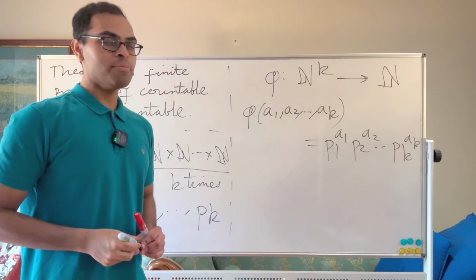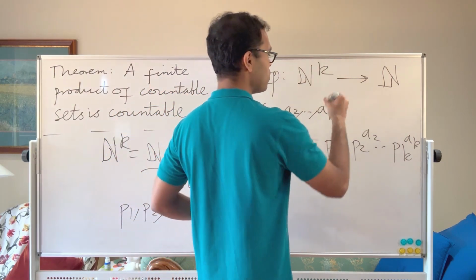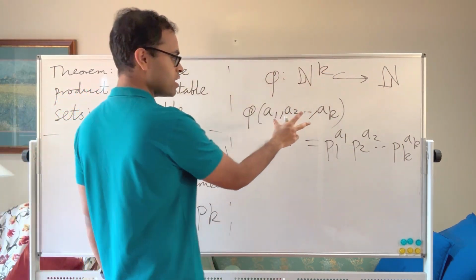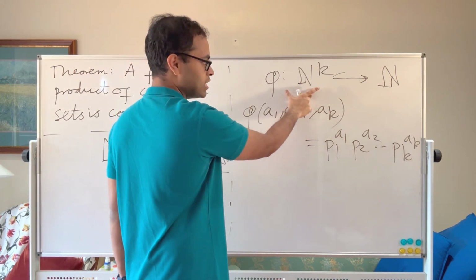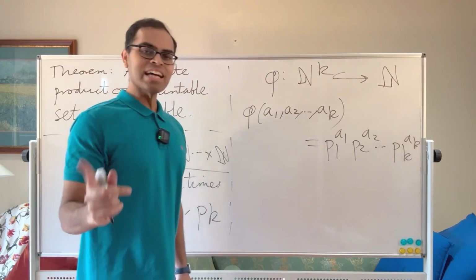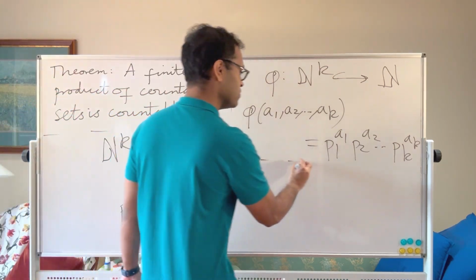And the first statement I'm going to make is this map is actually 1 to 1. Okay, it's a 1 to 1 map, which we denote by that symbol there. In other words, if you have distinct k-tuples in N^k, their images are going to be distinct natural numbers. And that's so beautiful.